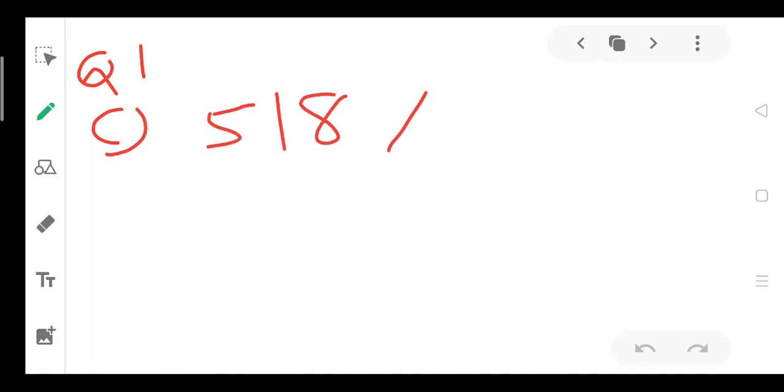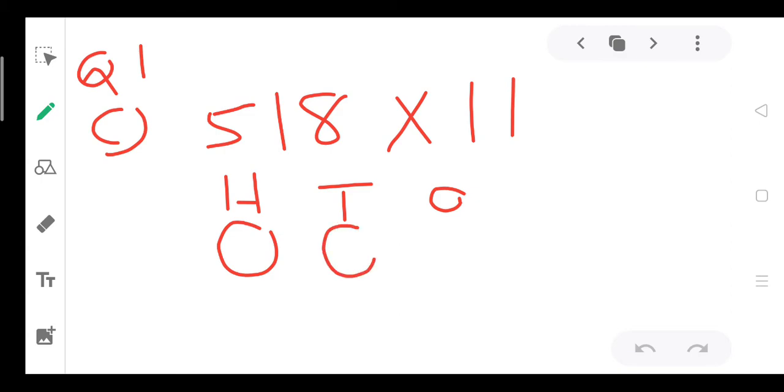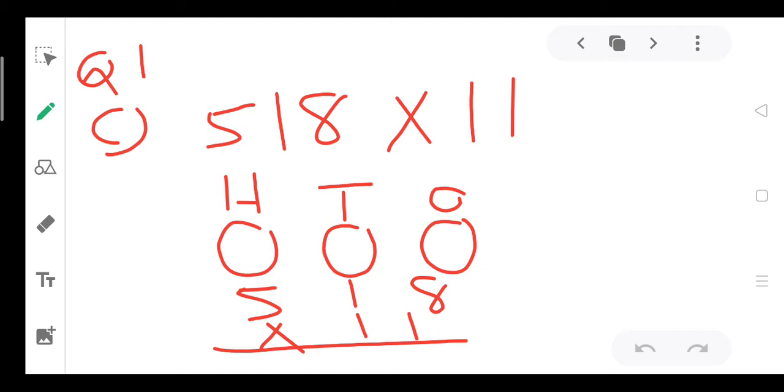Question 1, C part. 518 you have to multiply by 11. What will be your first step? Firstly you will write places at the top and then you can make circles also. In these circles you can write your carry. Then under this you will write your digits 518 multiplied by 11 and then you will start solving your question.